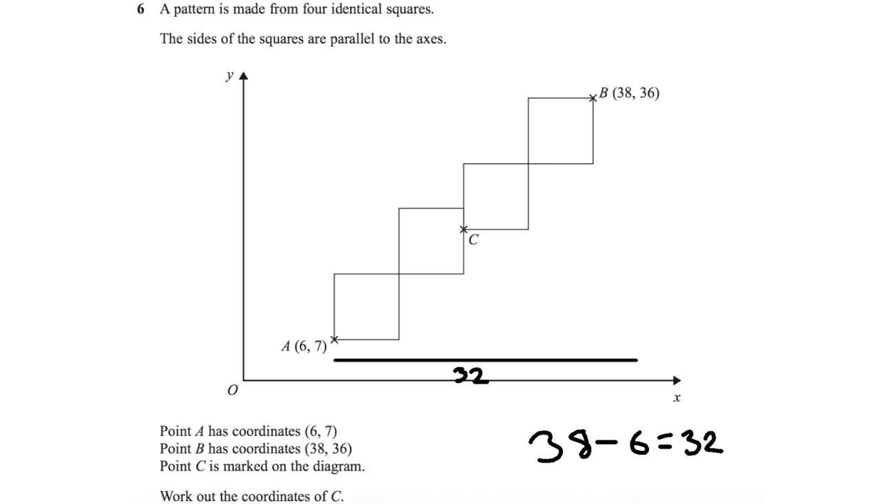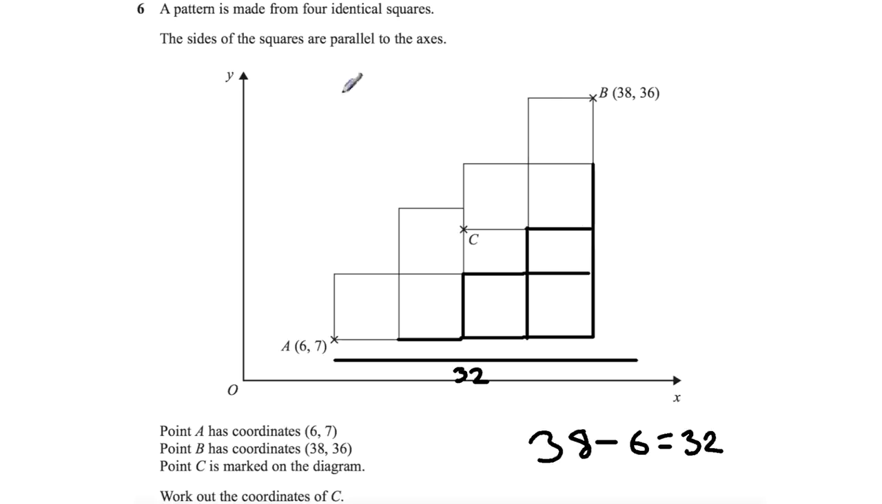So let me just quickly illustrate this for you. So we have this goes over here, this goes over here, this goes over here, this goes over here. Draw a line across. This goes over here, this goes over here, and this goes over here. So 32 divided by 4 gives us 8. Therefore, the length of all the sides of the square is 8.